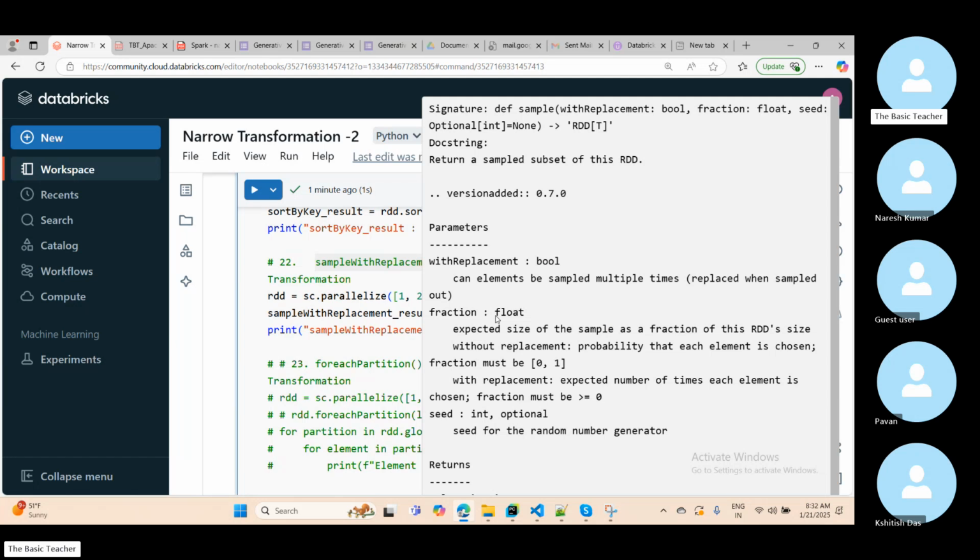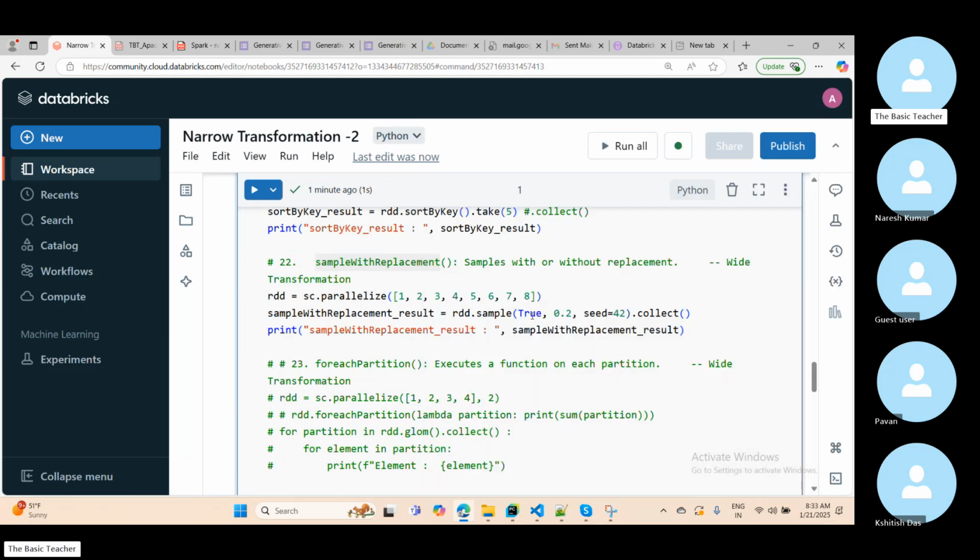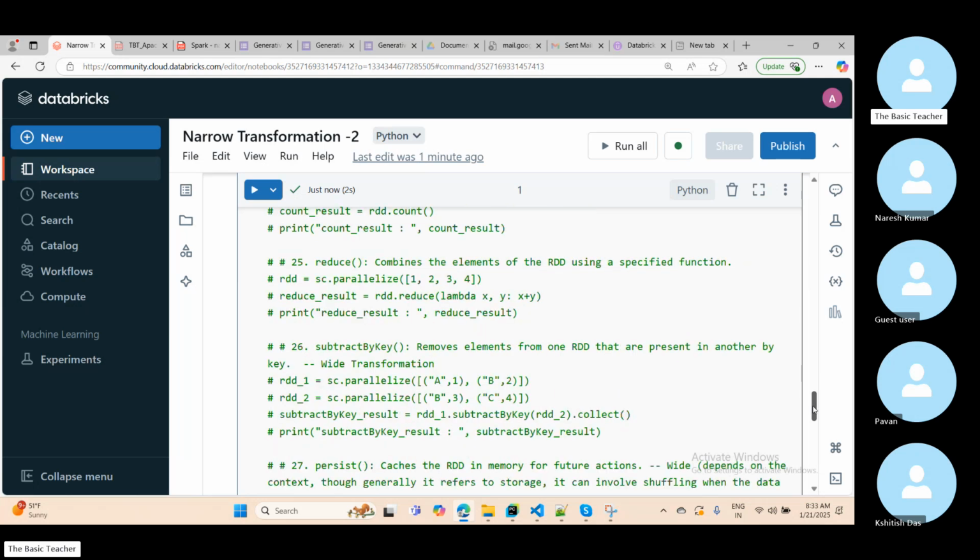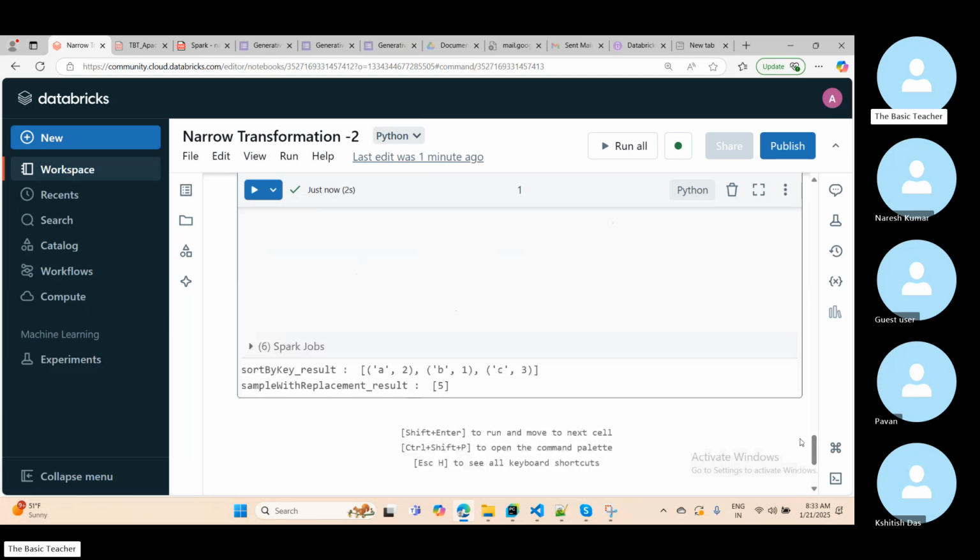Then fraction. Fraction is the float number you are looking for, the size, and then you can do it with or without replacement. Then seed is optional. You can give any integer number, and based upon that integer this will be the seed for the random number generator. So here we are giving true, then this is the fraction, and then this is the seed. I have given a random number, not with any particular intention. You can change the numbers. This is just for sampling the data. If you see the sample with replacement result, we are getting 5.